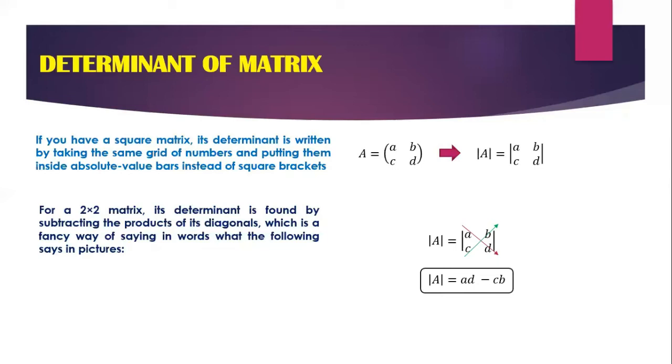Is it clear for you? This is the determinant of matrix. The determinant of A, or absolute value of A, is AD minus BC. Once again, the determinant of A equals AD minus BC.